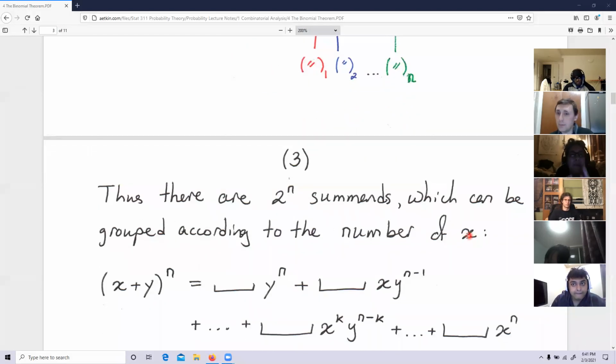Okay, I will group them now according to X. How many X do I have? This means I have 0 X. This means I have exactly 1 X. And then the next will be I have exactly 2 X's, etc.